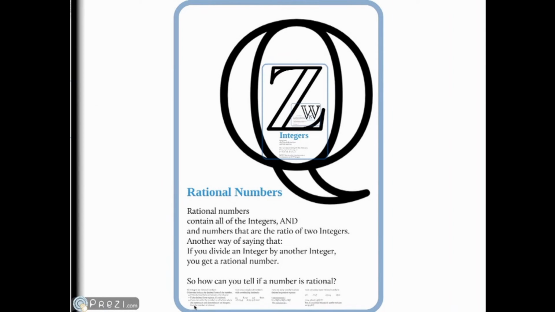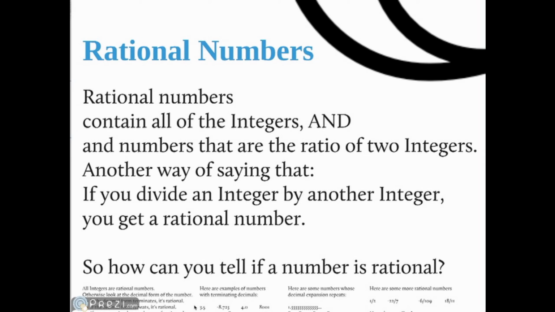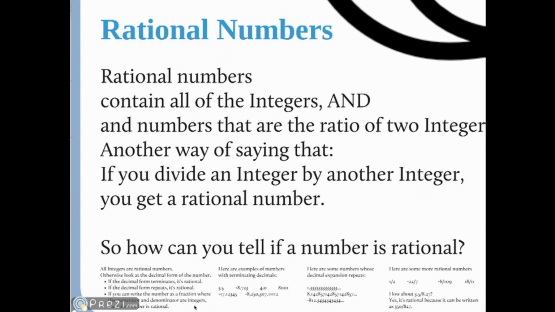The next set that we'll look at are the rational numbers, designated by the letter Q for the word quotient, which means to divide. The word rational comes from the word ratio, and we know that ratios are calculated by dividing. Now, the rational numbers are all of the integers, so all of the numbers that we've talked about so far, but also the numbers that are the ratios of two integers. So another way of saying that is, if you divide one integer by another integer, the result is always a rational number. So how can you tell if a number is rational?